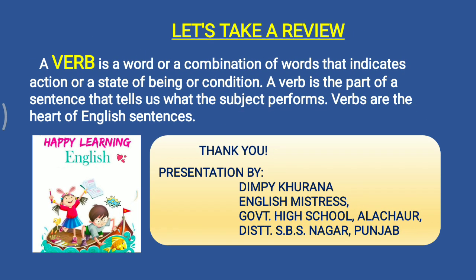So dear students, we have done the topic verbs and its different kinds and uses. Hope you fully understood the whole topic. Let's take a review. In a nutshell, you can say that a verb is a word or a combination of words that indicates action or a state of being or condition. A verb is a part of a sentence that tells us what the subject performs. Verbs are the heart of English sentences.